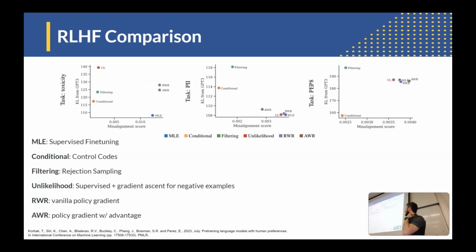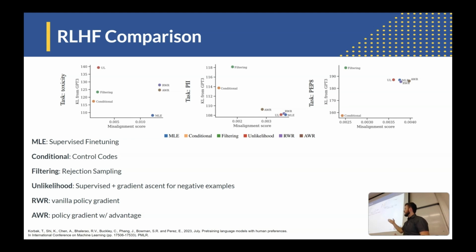So just a really quick comparison with some of those methods. This isn't the most thorough comparison, but it gives a little bit of an idea. Comparing supervised fine-tuning, control codes, rejection sampling, then RWR and AWR, which are types of policy gradient. You can ignore the y-axis. It's the KL from GPT-3 output, which is a questionable metric. The x-axis is the score of the output, where left is better.